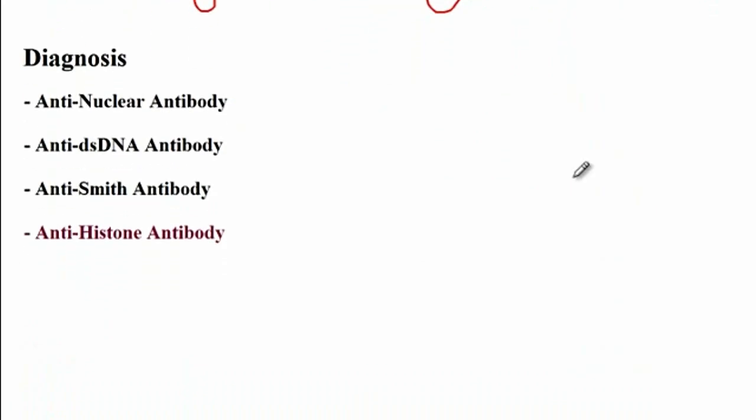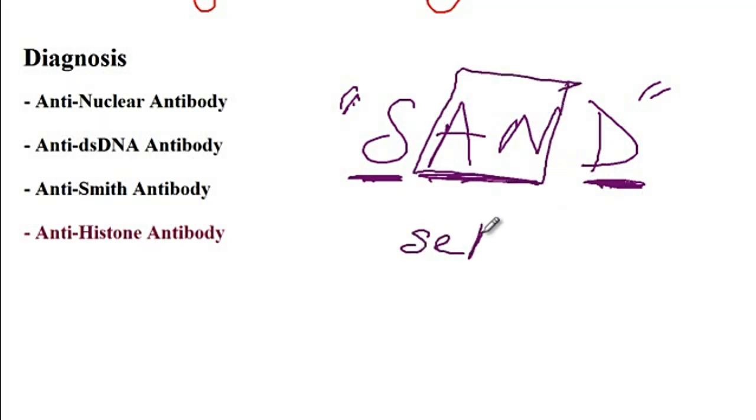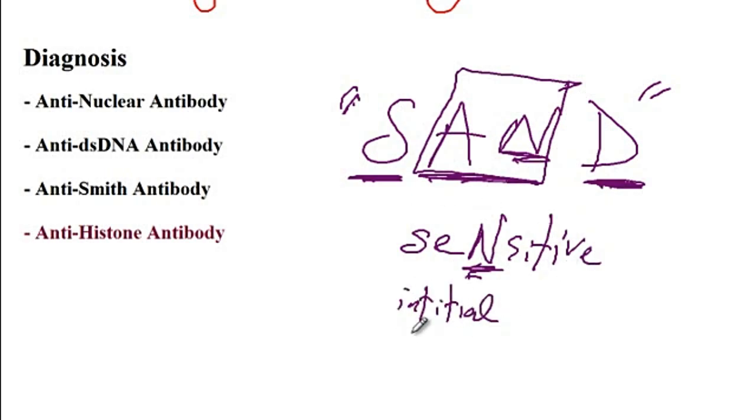For the diagnosis of SLE, you can check for the presence of anti-nuclear, anti-double-stranded DNA, and anti-Smith antibodies. So the mnemonic that I have for you is called SAND, and stands for anti-Smith, anti-nuclear, and anti-double-stranded DNA antibodies. So the anti-nuclear is the sensitive test. It's easy to remember that the anti-nuclear is the sensitive test. And since it's a sensitive test, it's the initial screening test that you will have to order.